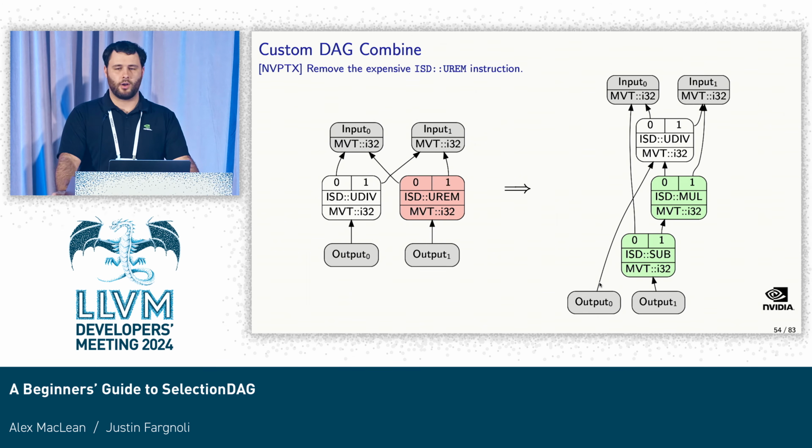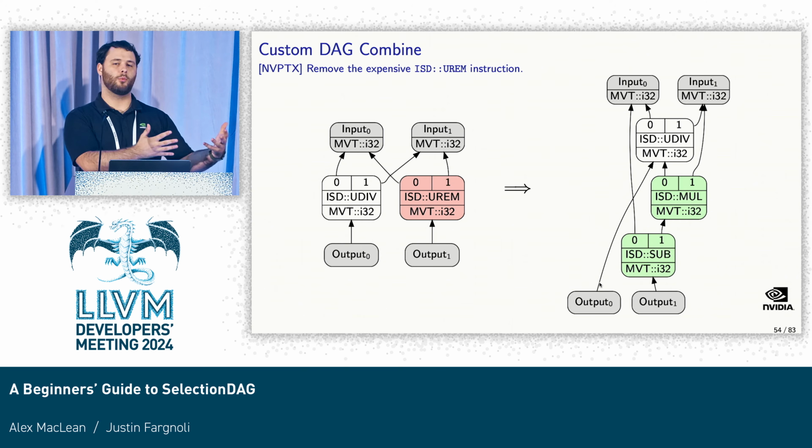Our next example is about unsigned remainder. Unsigned remainder is a very expensive operation in PTX. So as a result, we prefer to implement a custom DAG combine that lowers our DAG on the left to a DAG that utilizes the result of the division, and a multiply and subtract to emulate our unsigned remainder operation. The takeaway here is that even though we aren't generating a target-specific node, we're utilizing information that, as compiler engineers, we know about our target to make the best decision.